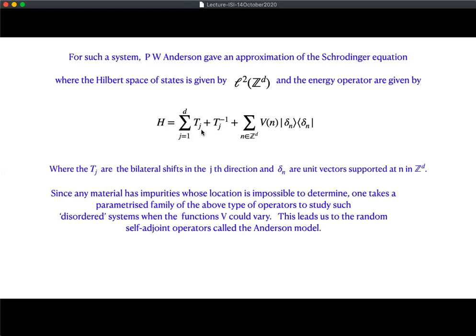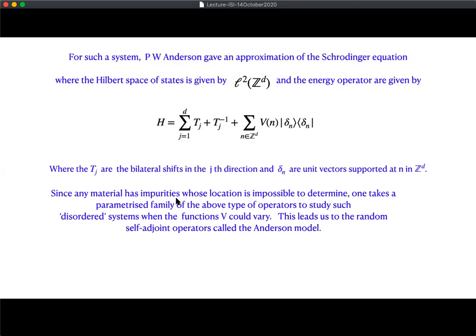Similarly, you can extend it to d dimensions by taking the bilateral shift in the jth direction and its adjoint. The adjoint and inverse are the same because they are unitaries. So this is the analog of the free energy part, and this is the potential energy. This is the model that describes the configuration a quantum object is subjected to when it is moving in a lattice.